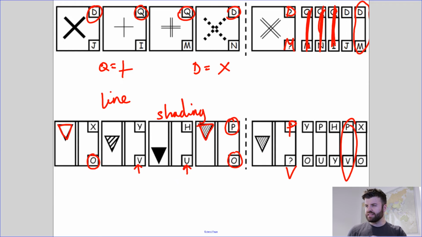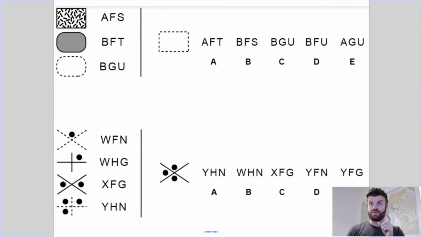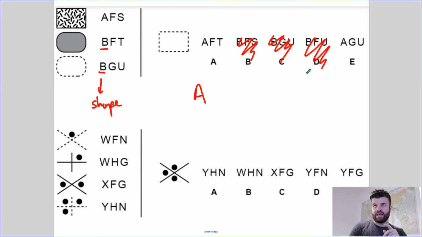Now the next type are very similar, and it's going to be the exact same logic, only this time there are 3 letters and the layout is slightly different. Let's get straight in. Looking at the first letter, we have A, B, and B. Well, what's the same about these 2 bottom shapes? What could B be representing? The only thing that B could represent is the shape itself. So B is almost like an oval kind of shape, and A must be a rectangle. Well, our shape is a rectangle, so I'm going to say A. Get rid of B, get rid of C, get rid of D.